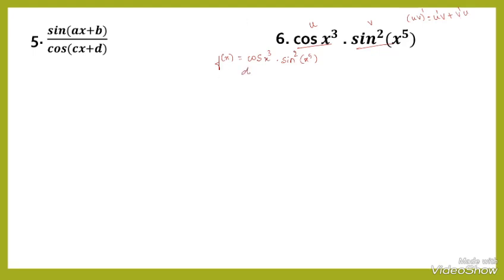Now differentiate with respect to x. f dash of x is equal to, I will differentiate the first function, so d by dx of cos x cube into the second function as a constant, sine square x to the power 5, plus I will again differentiate the second function, d by dx of sine square x to the power 5, into the first function as a constant, cos x to the power 3. This is the first step.